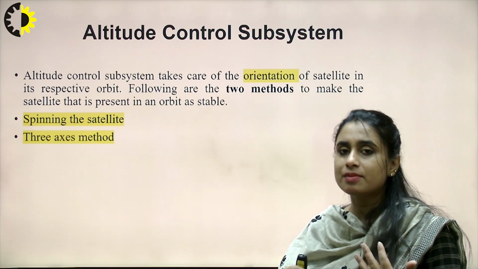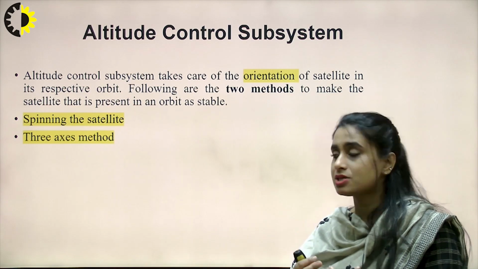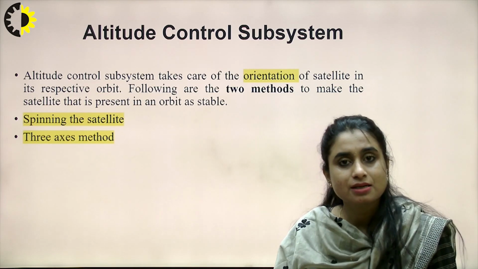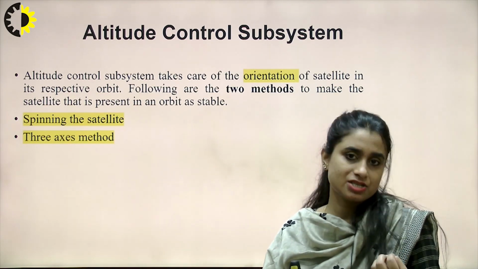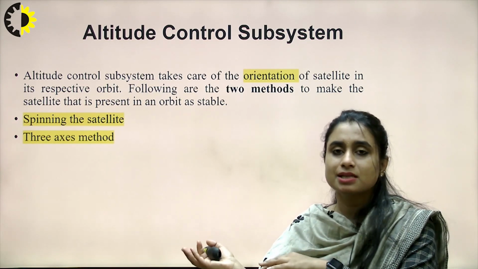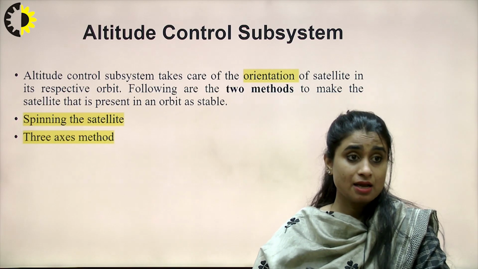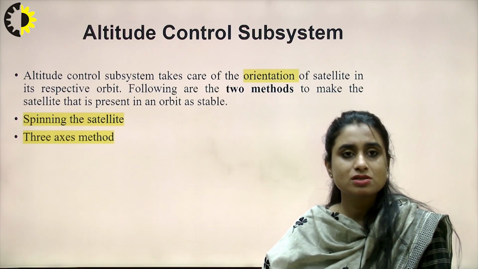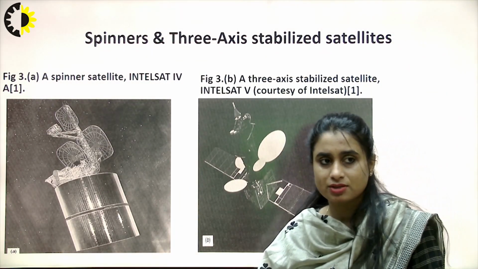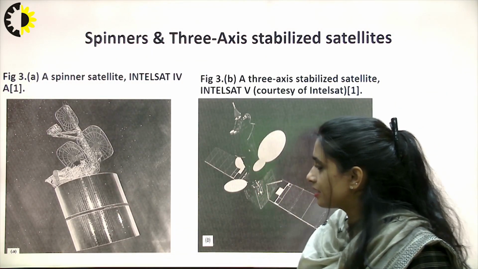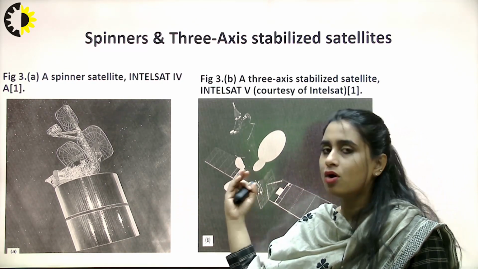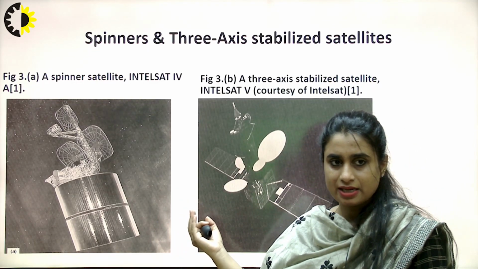For orientation management, for orientation control, these are the 2 basic categories of satellite we can use, that is spinners and the 3-axis stabilization method. Spinning the satellite is a method, and the satellites that use this method are called spinners. The 3-axis method is a method, and the satellites that use it are called 3-axis stabilized satellites. With the help of pictures, I'll try to show them. So this is a spinner satellite. It looks like a drum. It has solar cells mounted all over its body, right?